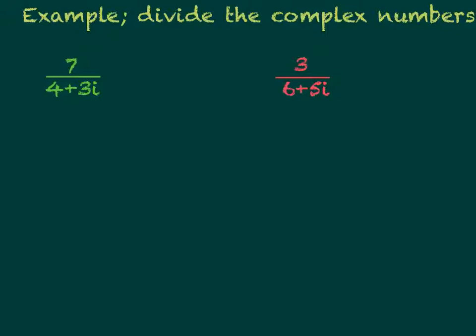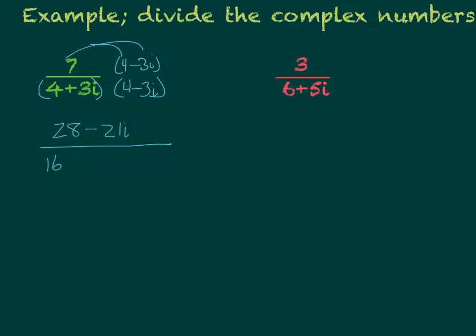To divide by a complex number, we need to multiply by the conjugate, both the numerator and the denominator. So I'm going to multiply by the conjugate, which is 4 minus 3i, the numerator and the denominator by the same thing, so we don't actually change anything. And then I just multiply the way I have before. So I distribute the numerator, giving me 28 minus 21i over 4 times 4 is 16.